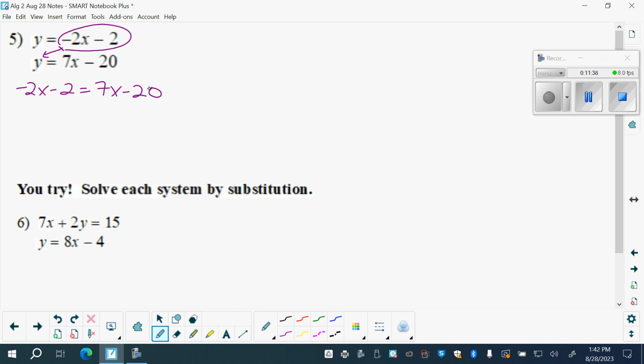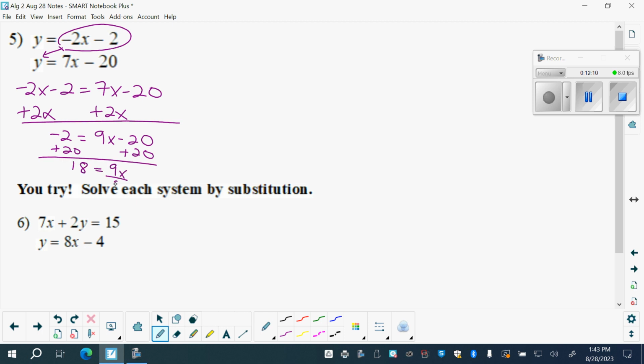Can you tell us what to do next? How do we get our x's together on one side? You can move the 2x to the 7x. So we're going to add it? Yeah, add it. So we get negative 2 equals 9x minus 20. And then what next? Add 20. 9x is 18. So x is 2.